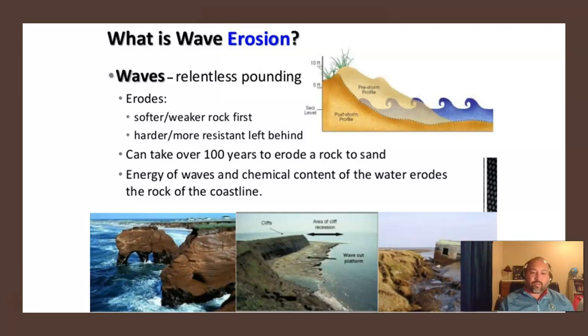If you're actually this rock and just getting pounded over and over again, eventually this stuff gives way. You think of rock as being solid, but eventually it's going to give way. Your softer, weaker rocks are going to give way first. Your harder, more resistant rocks get left behind. That's how you end up with something like here on the left, where you start getting these holes that form, but the other parts are holding off. It can take over 100 years to erode a rock to sand, and then the energy of the waves and the chemical content of the water continues to erode the coastline.